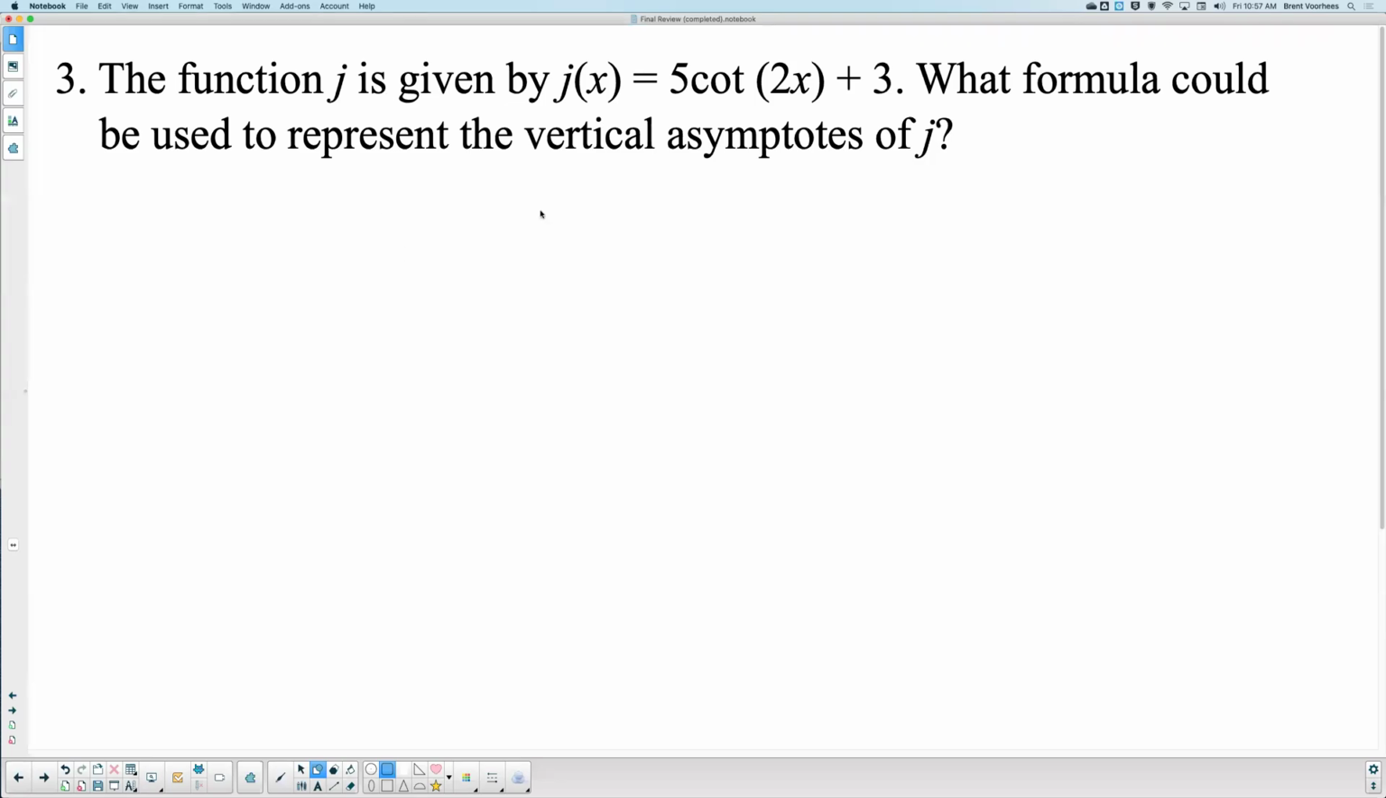All right, number 3, the function j is given by j of x equals 5 cotangent 2x plus 3. What formula could represent the vertical asymptotes of j? This is a very important concept to understand. Vertical asymptotes are created when you break a math rule. What's the math rule that I'm talking about that creates a vertical asymptote?